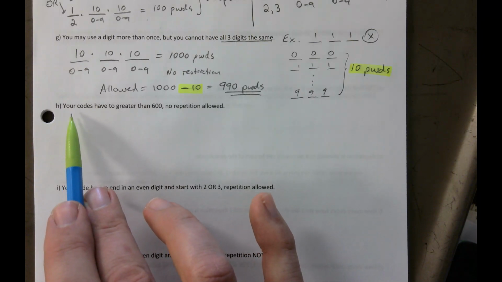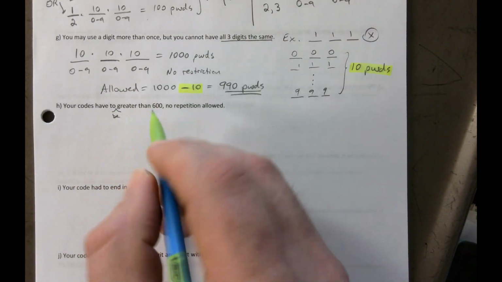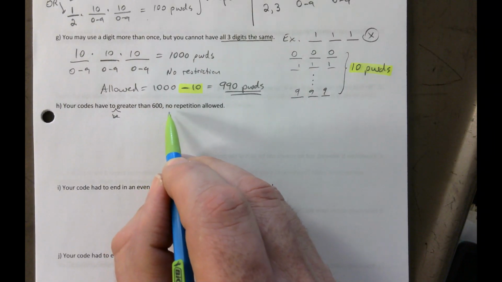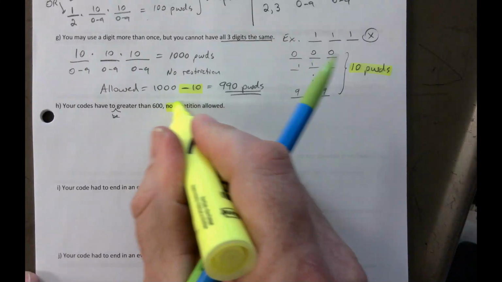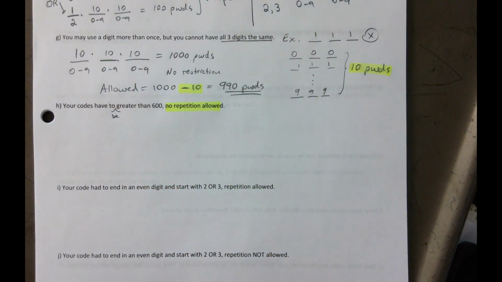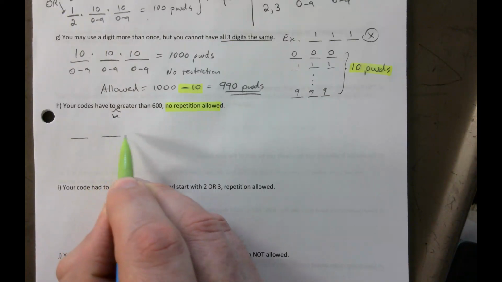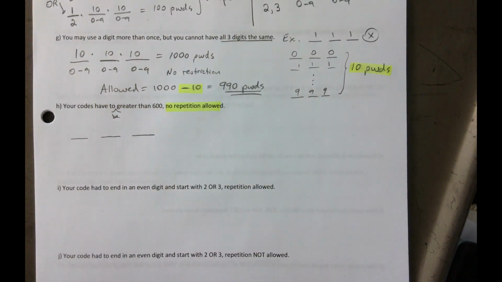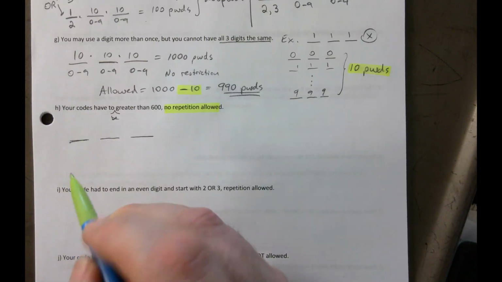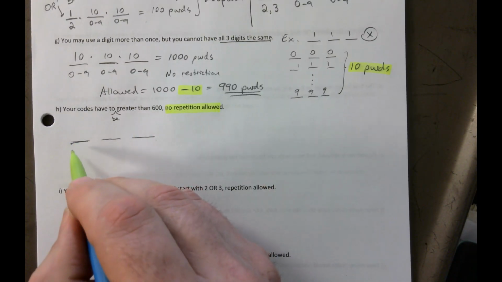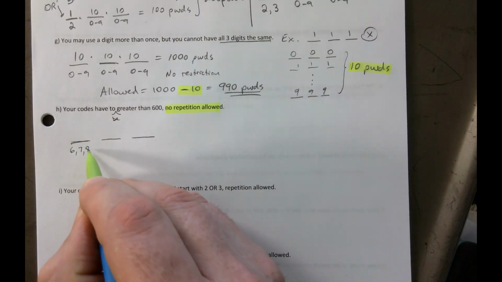Part H. Your codes have to be greater than 600 and no repetition allowed. This is important, right? They have to be greater than 600. No repetition is allowed. Let's go back to our 3-digit, because this is what we're dealing with again and again. You have to fill in those 3 somehow to make that happen. Well, what are your options for the first? You can go 6, 7, 8, 9, correct?